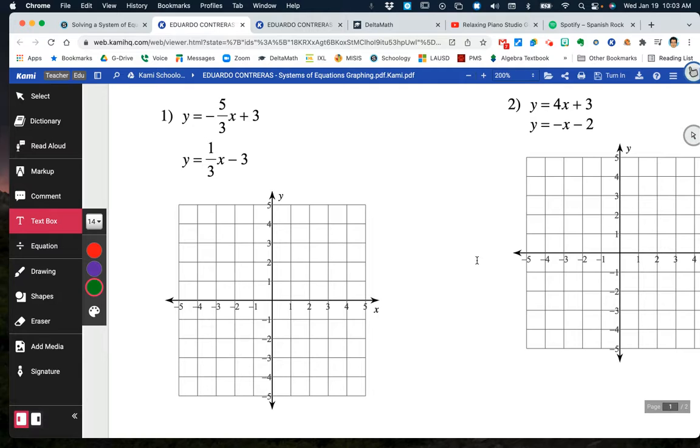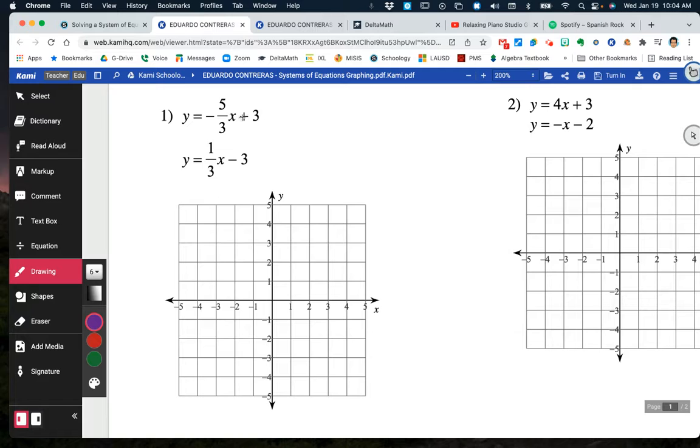And basically, we're going to repeat what we just did. We're going to graph the pair of lines and then figure out where they cross and write that as a solution, okay? So let's just do one together, and then I'll let you go. Okay, so we're going to start with y equals -5/3 x plus 3. Let's begin.